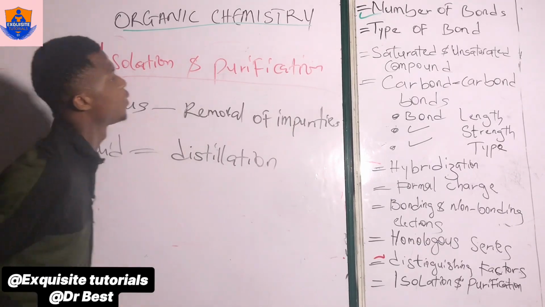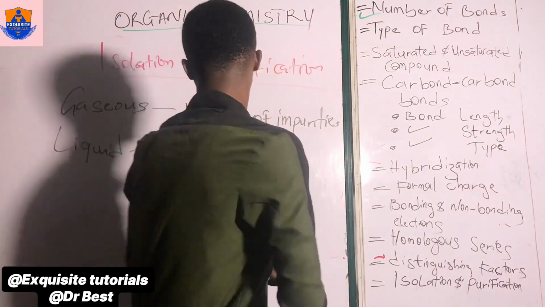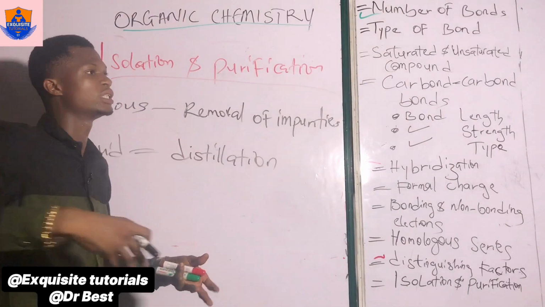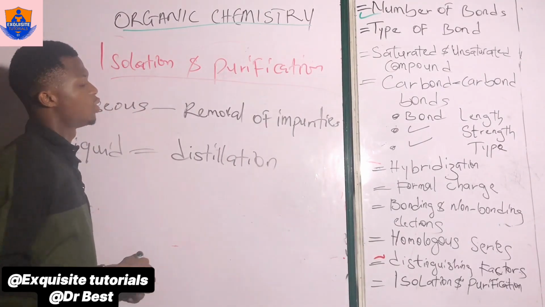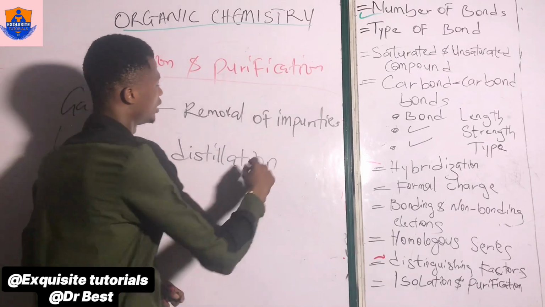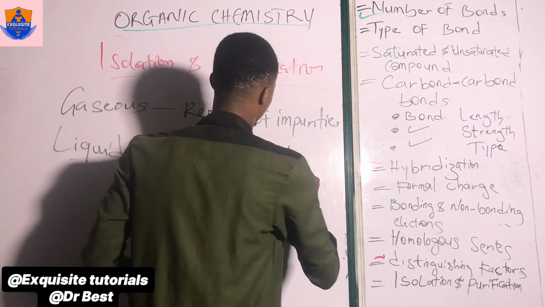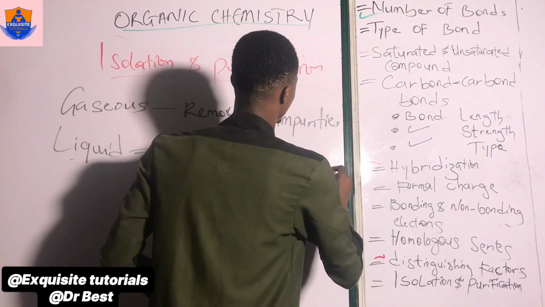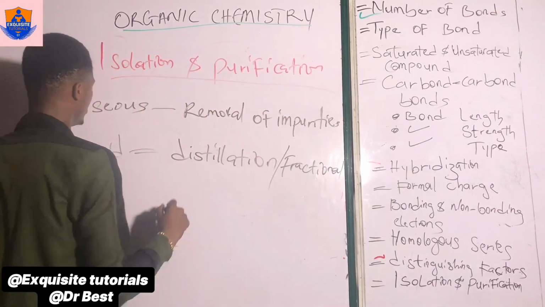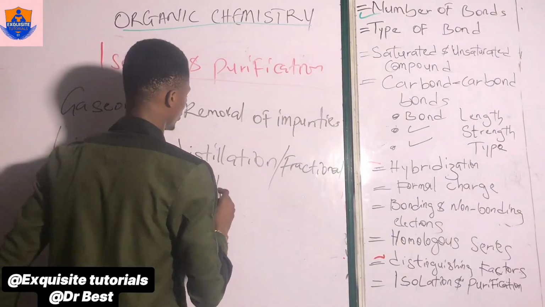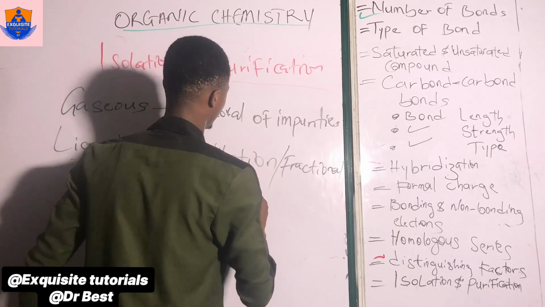Now, when you have up to 2 liquid compounds that you want to separate, or you want to isolate organic compounds, you use fractional distillation. Remember, fractional distillation talks about difference in boiling points. So you use fractional distillation.